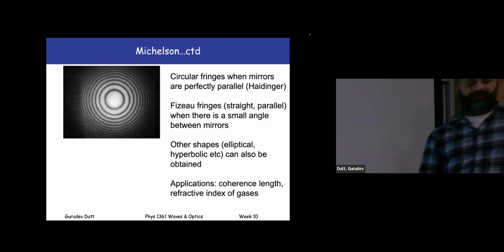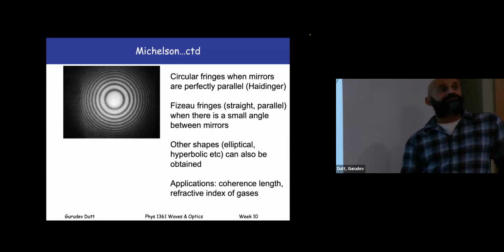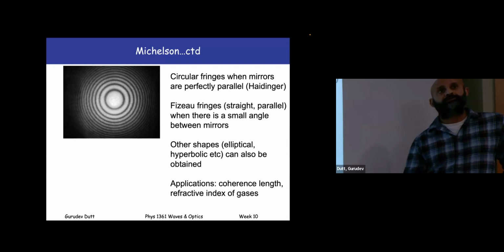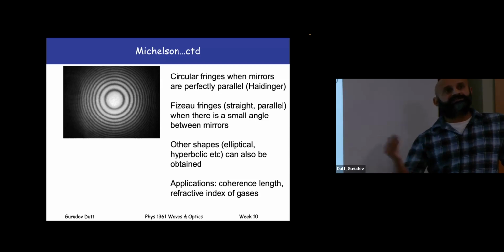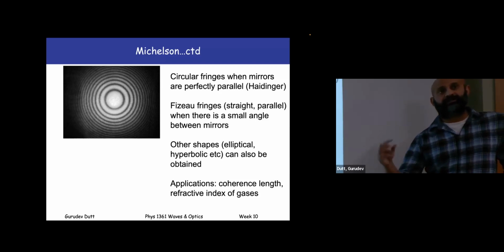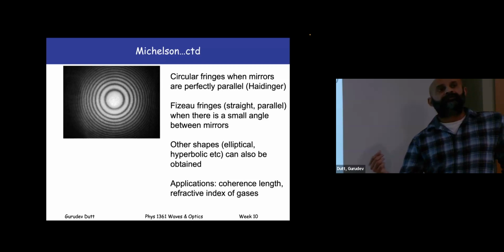Okay, and so there are many applications. The first one is measuring the coherence length. Remember, we have talked about coherence length before, that whenever the path length difference exceeds the coherence length, there will be no interference. And because we can adjust the distance between the mirrors very finely with a micrometer, we can slowly change the path length difference while observing the fringes.